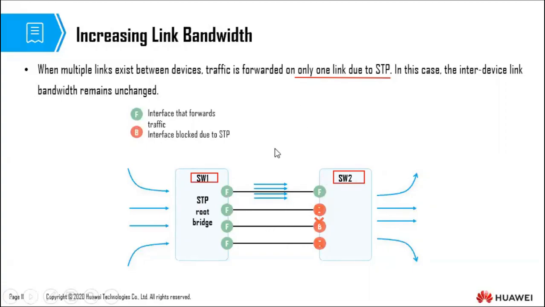So that's the main problem with STP, that it's going to make all these links idle, while this link is going to be overwhelmed with all the traffic. Are you seeing that problem? If you've deployed STP there, by increasing the number of links between these two switches, are you increasing the link bandwidth? The answer is no, right?